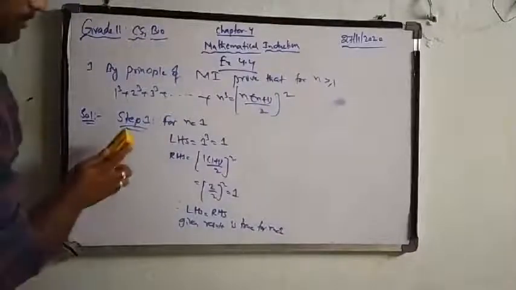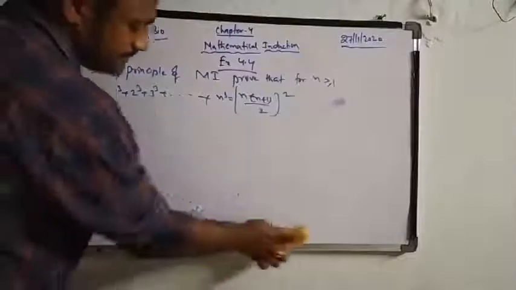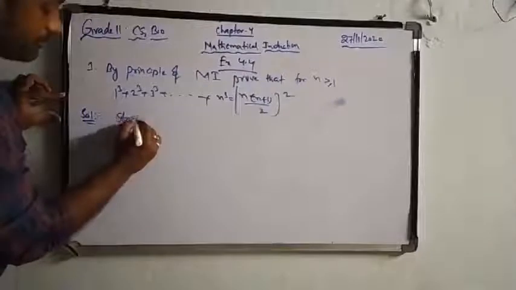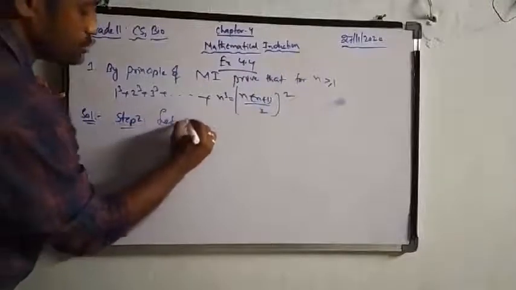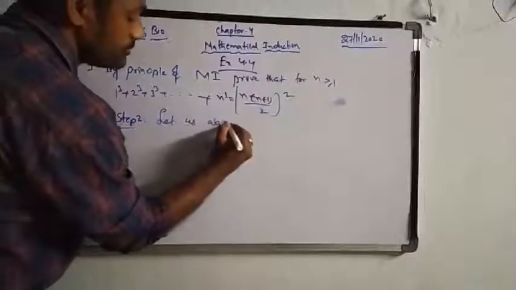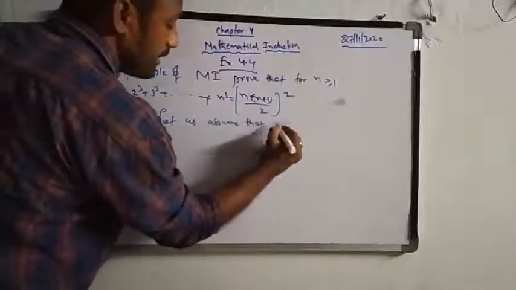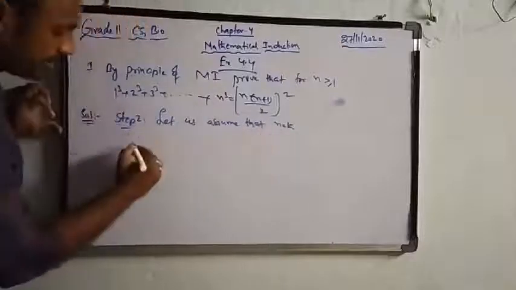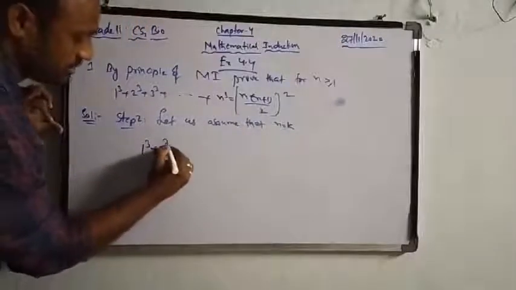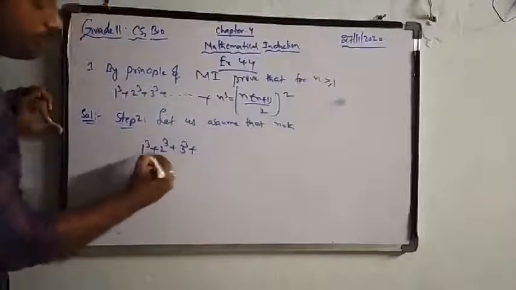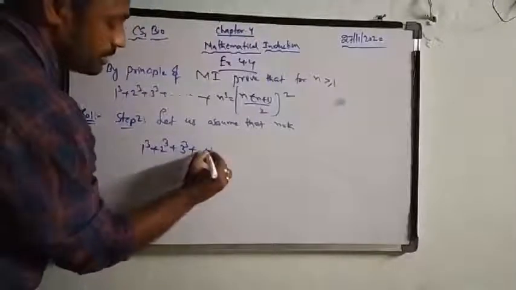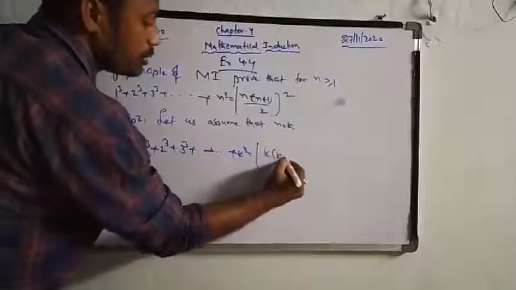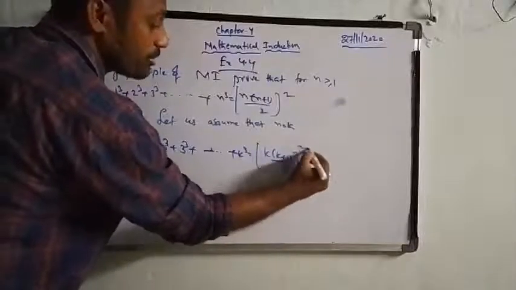Next, let us talk about step 2. So in step 2, we have to assume, let us assume that n is equals to k. So in place of n, we are going to substitute k. So let us rewrite the given statement. 1 cube plus 2 cube plus 3 cube plus and so on plus k cube equals to k into k plus 1 by 2 whole square.